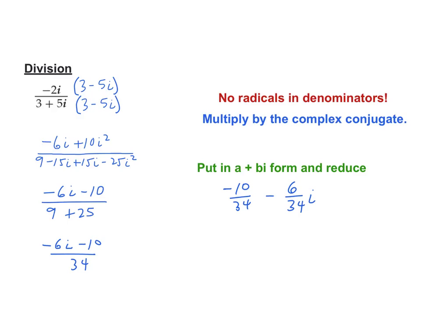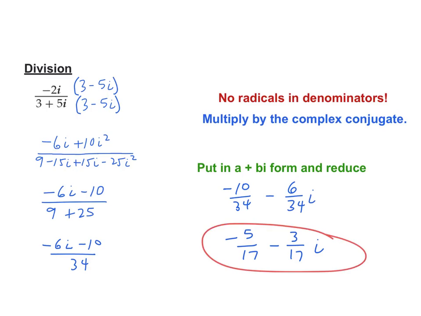So what goes into 10 and 34? 2. Anything bigger than 2? Okay, how about 6 and 34? Anything bigger than 2? No, 2 in both of those. What I'm left with is negative 5 over 17, that would be a, minus 3/17, that would be bi. That would be my final answer.